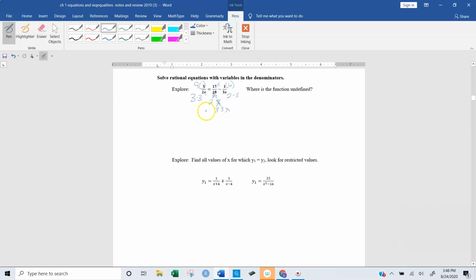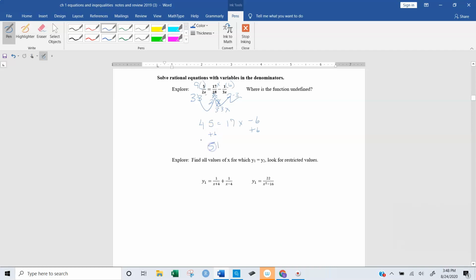So let's see how we did. We've got 2 3's, a 2, and an x. They all match. That can go. So now you have 45 equals 17x minus 6. Add your 6 to the other side.